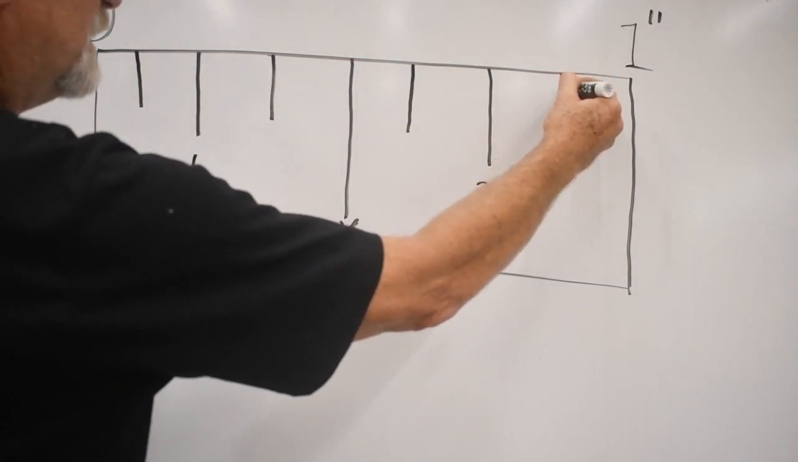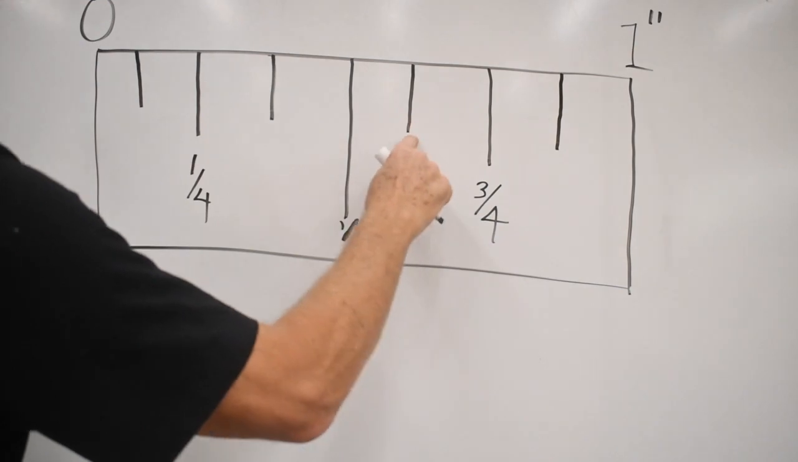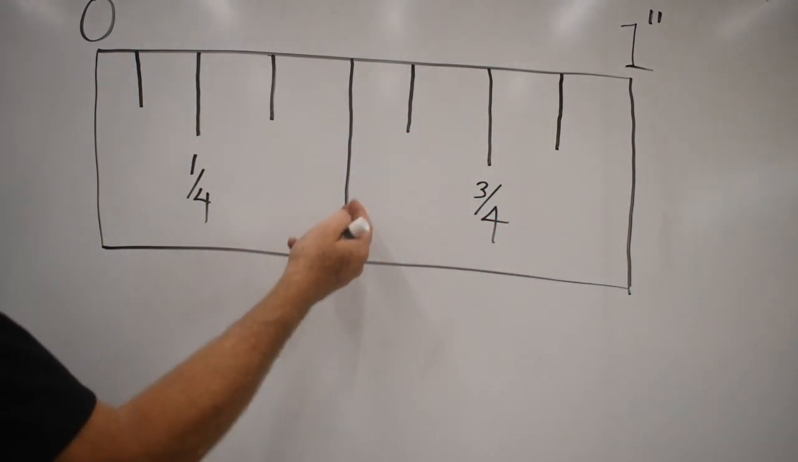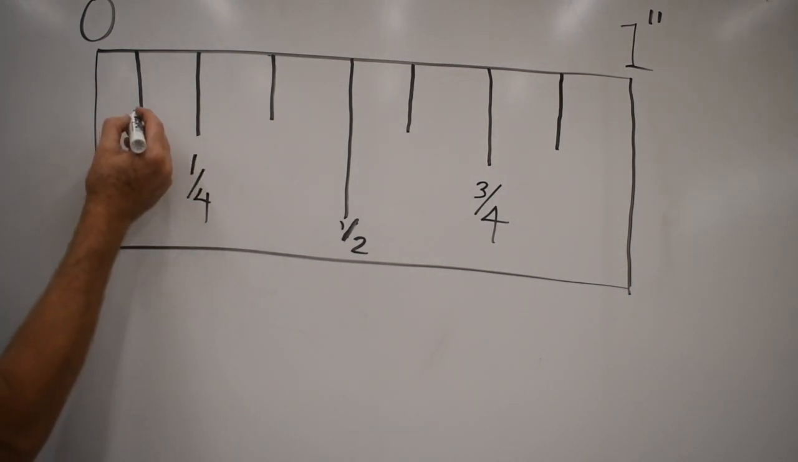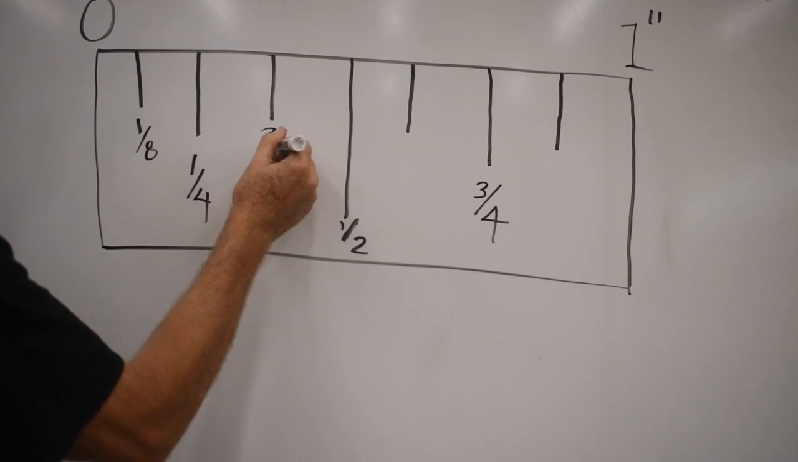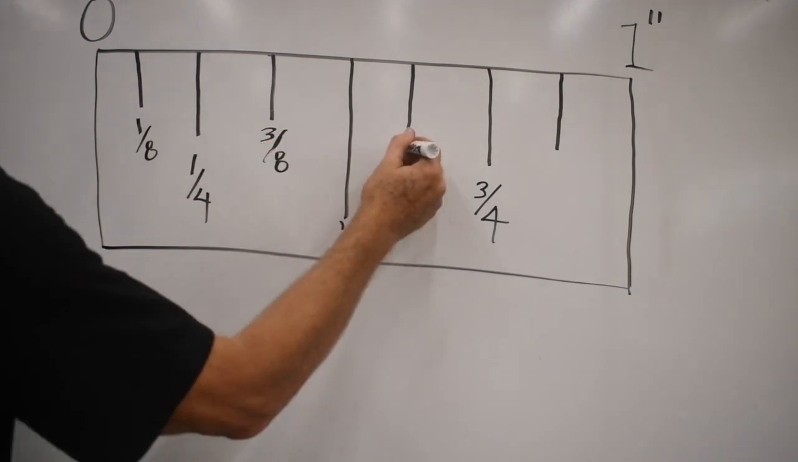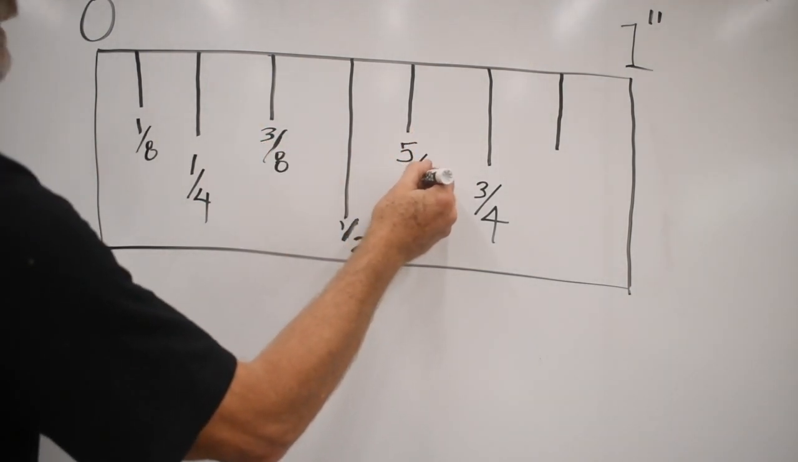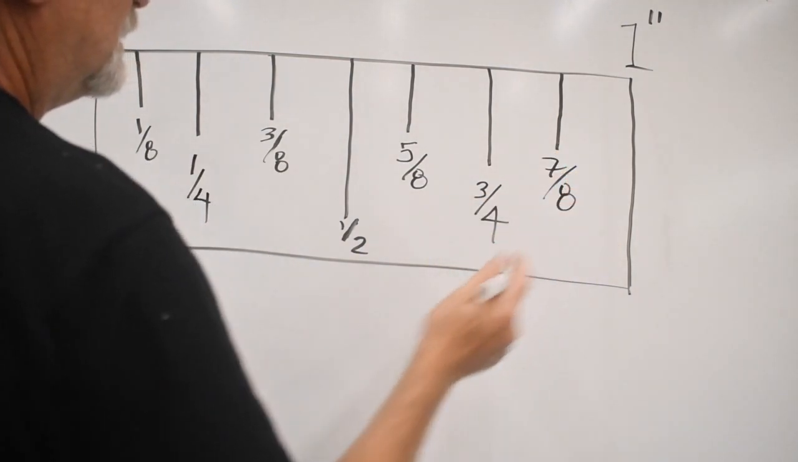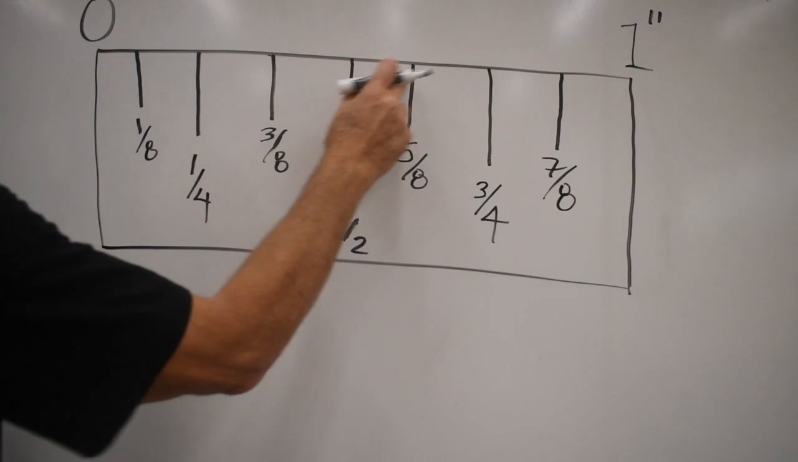Please note that the eighth lines are even shorter than the 1/4-inch lines, and of course the 1/2-inch line. So we have 1/8, 3/8, 5/8, and 7/8. 1, 2, 3, 4, 5, 6, 7, 8.